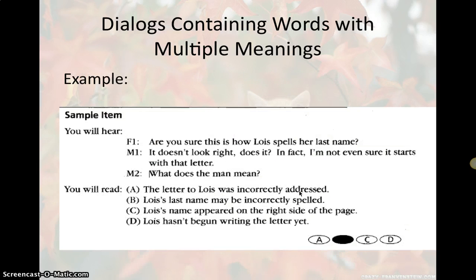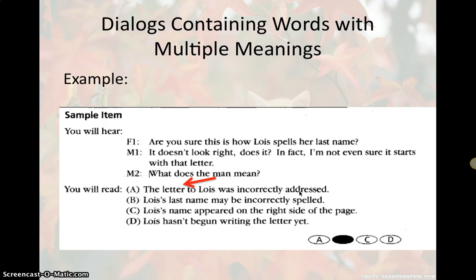So, for example, here is another sample from the TOEFL test. Pause the video and just read the dialogue and the answer choices really quick. Okay, so in this dialogue, we have the word right, meaning correct, and the word letter, meaning a character in the alphabet. Choices A and D also contain the word letter, but in those choices, the word has a different meaning. It means a message sent through the mail. And choice C also contains the word right, but in that choice, it refers to the direction that is the opposite of the direction left.